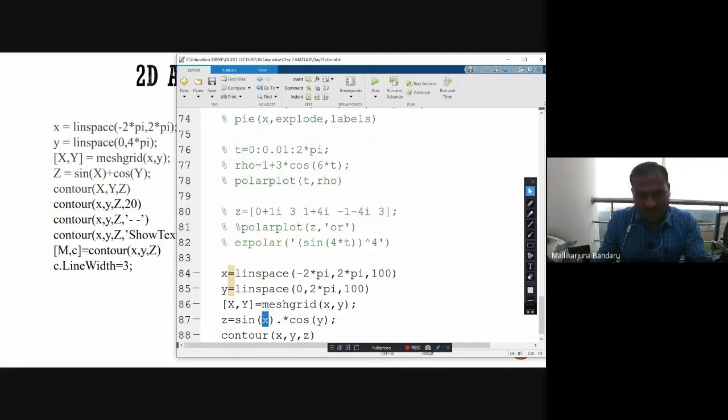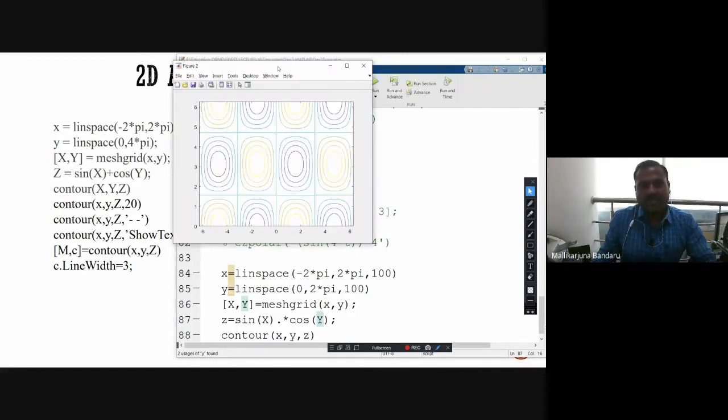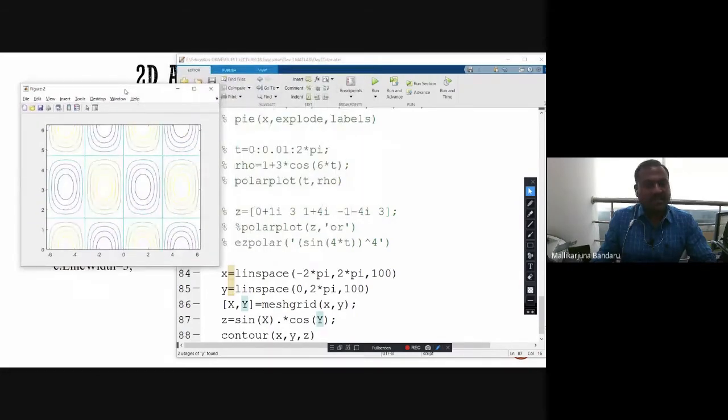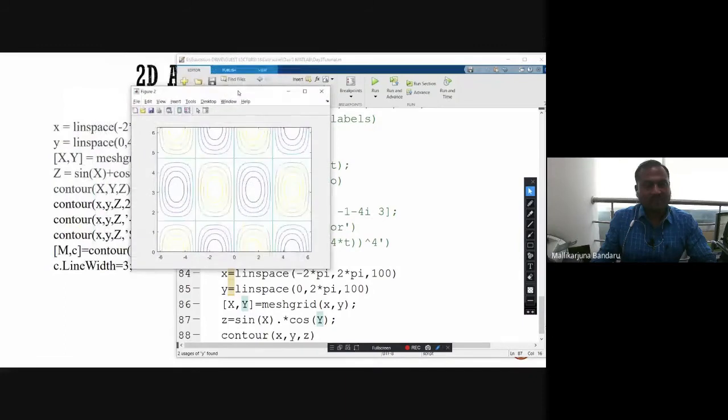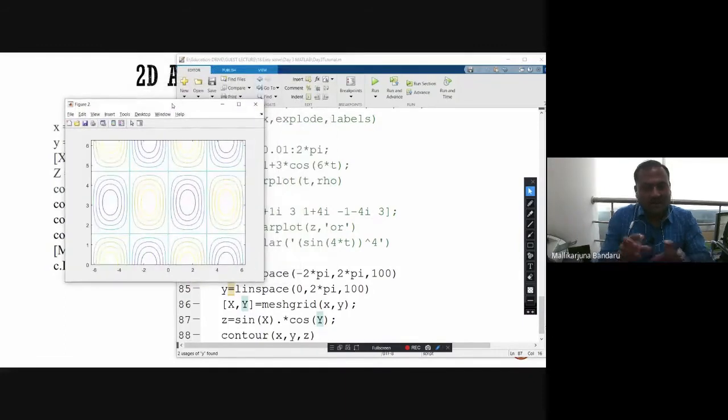Okay. Here capital X and capital Y. So small x and small y are converting in terms of capital X and capital Y, right? So that's why it is. This is the curve, sin x into cos y. See here, there are certain boxes. In each box, we are getting certain contours, right?